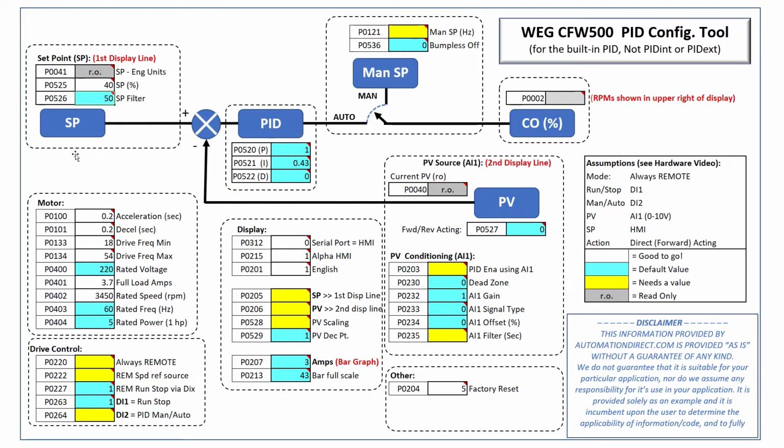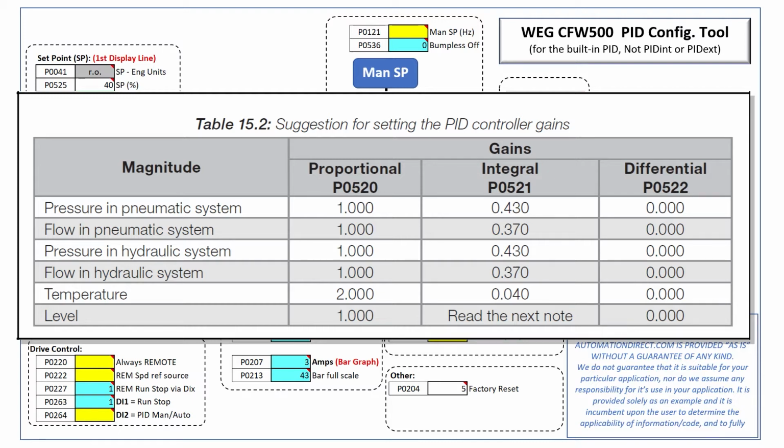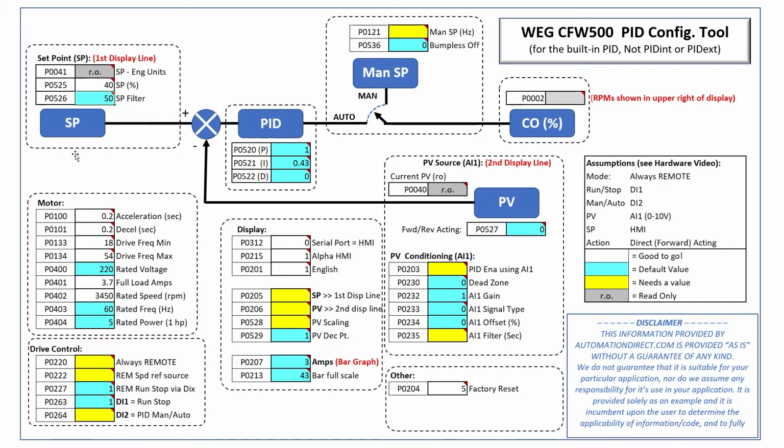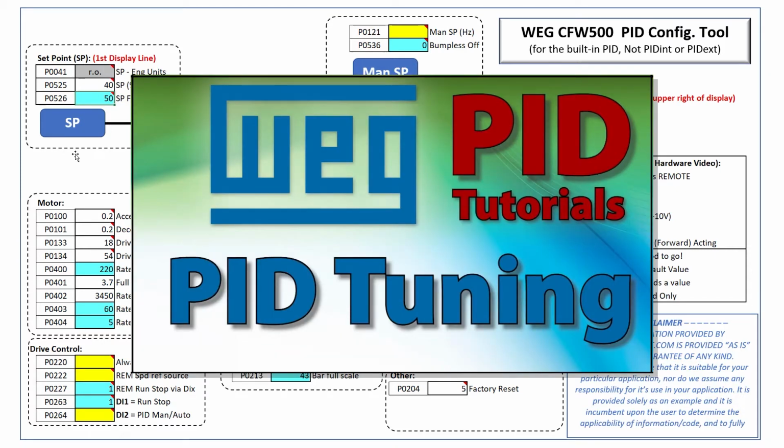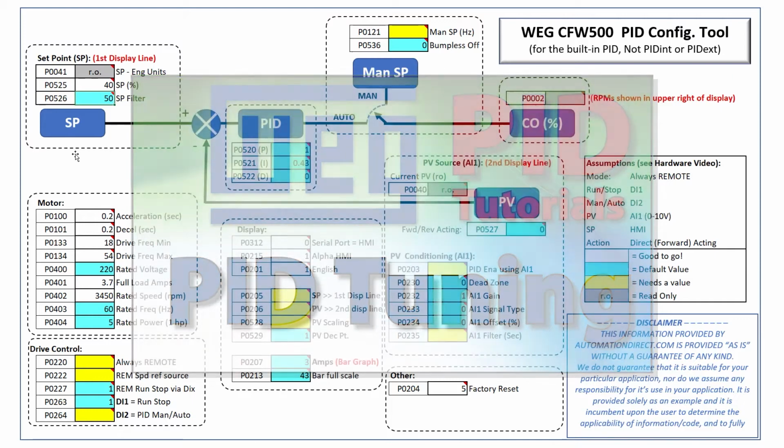The manual has this awesome chart that gives you good values to start with for other types of applications, like flow, temperature, etc. So I highly recommend starting with the values in this table. If you want to tweak those, well, check out this video. It shows you how to tune a loop on a CFW 300 drive. The techniques shown in that video apply exactly the same way to the CFW 500 drive.